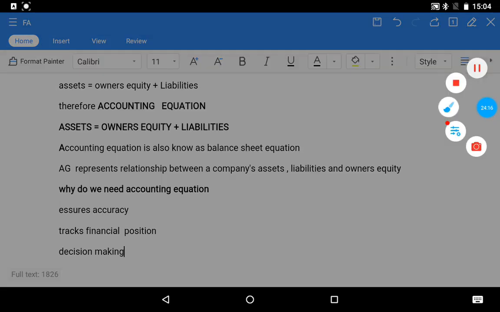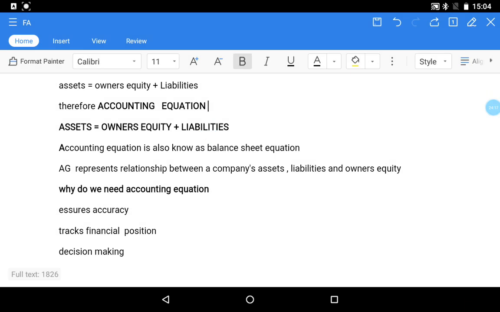So that is our accounting equation for today. And next time we are going to look at some examples or illustrations on how to apply the accounting equation in real life.